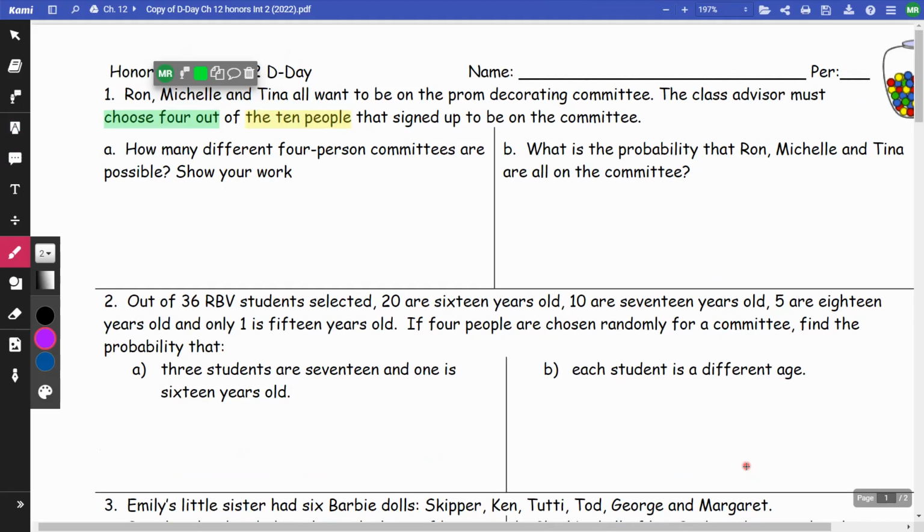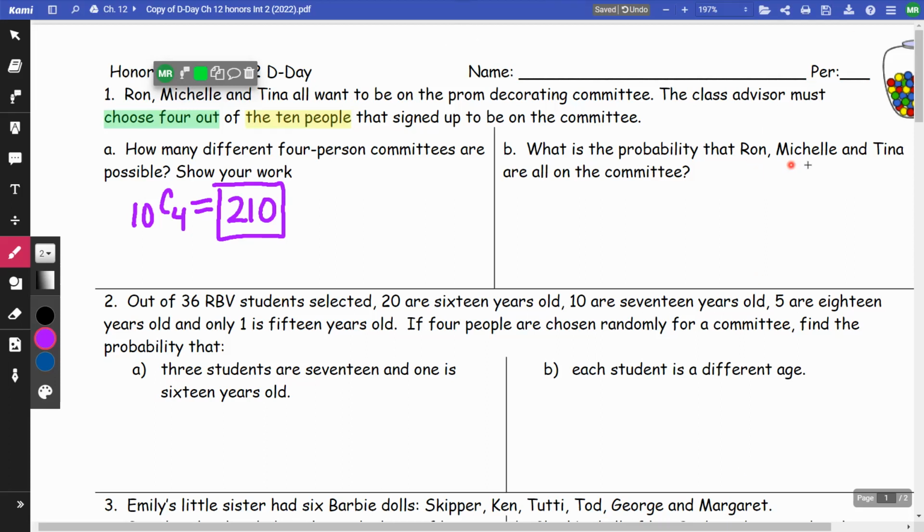Show all your work. If it's a 4-person committee, order is not important, so it is going to be a combination. So this is going to end up being 10 choose 4, which, when I work it out, is 210. So 210 different 4-person committees.